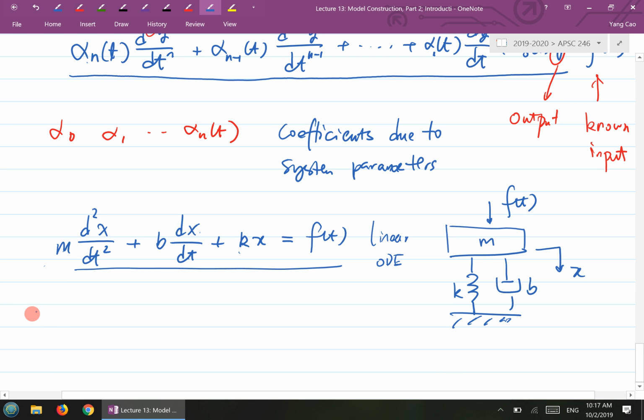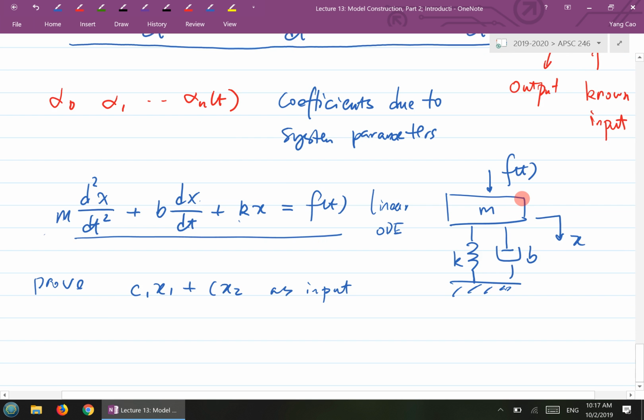Basically, you can prove that if you have an input, for example a system with c x1 plus c x2, sorry, not this. Which one is input? F is input, right? If I have this as input, I can prove that the output will be this. So if F1 produces X1 and F2 produces X2, then when your input is this, we can show that the output will be this. That's why it's called a linear ODE, or linear system.